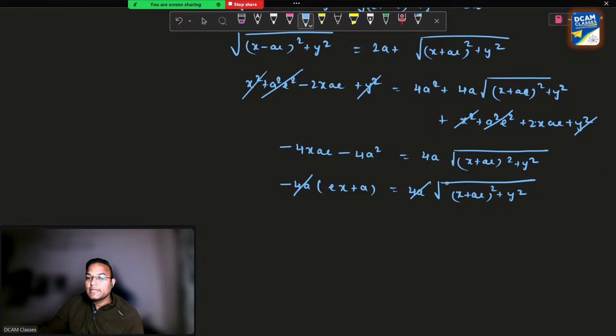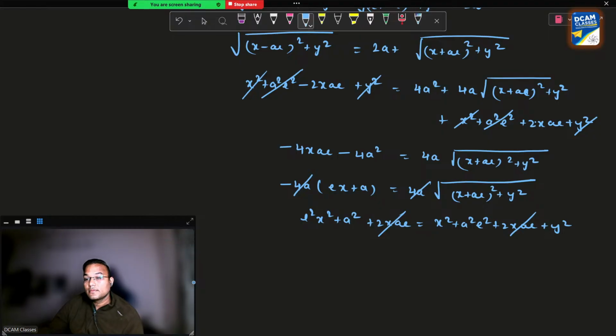Now square both sides. e square x square plus a square plus 2xae is equal to x square plus a square e square plus 2xae plus y square. So x square into e square minus 1 minus y square is equal to a square e square minus a square.